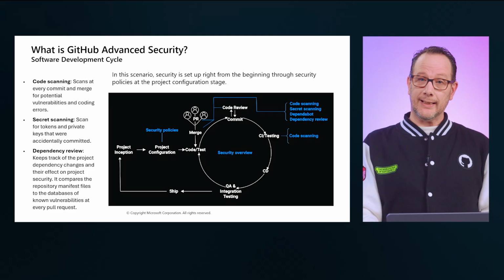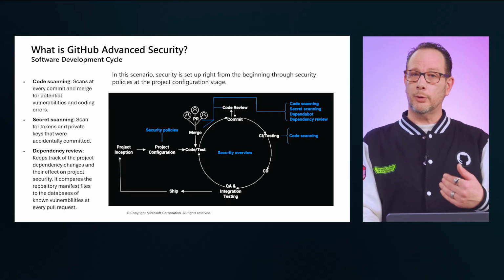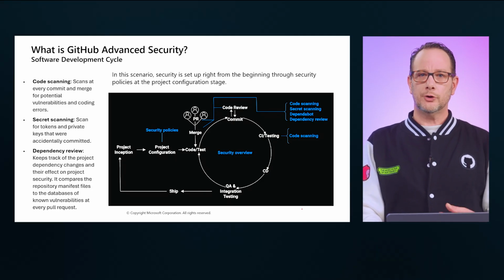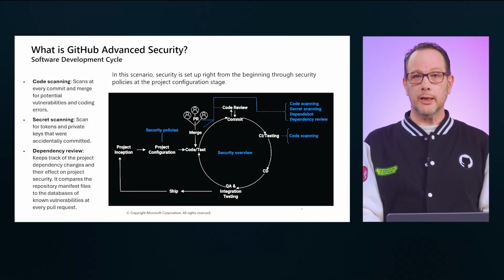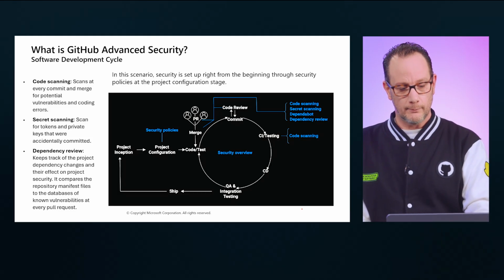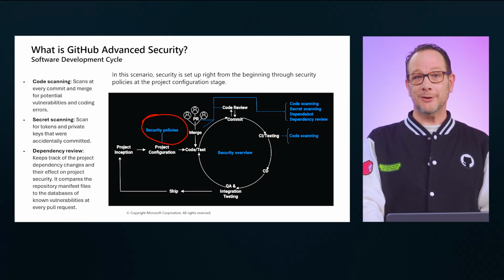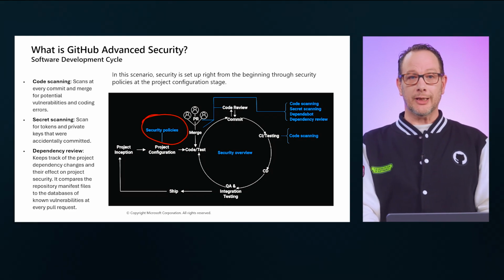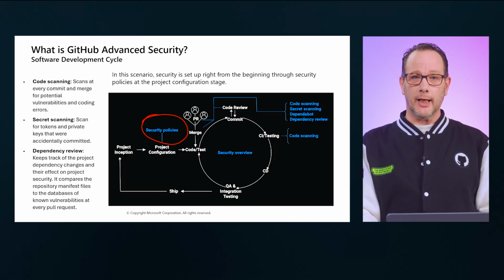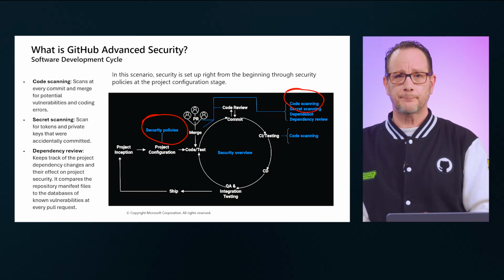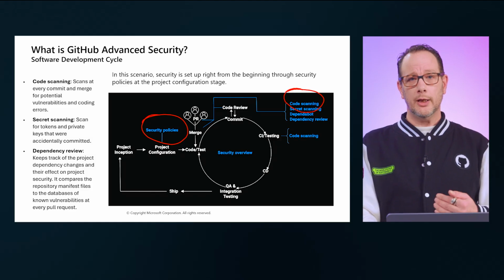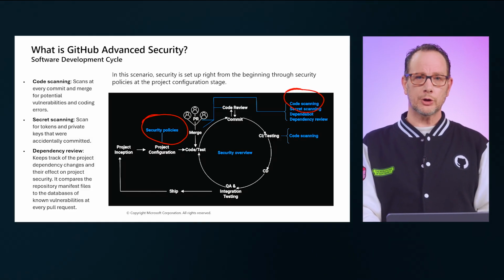Now let's look at the exact same software development lifecycle, but now using GitHub Advanced Security. In this scenario, security is set up right from the beginning through security policies, all the way at the project configuration stage. Developers then get alerts of potential security issues at every step of the development process, starting from code scanning, where the scanning for potential vulnerabilities and coding errors is occurring at every commit and merge.